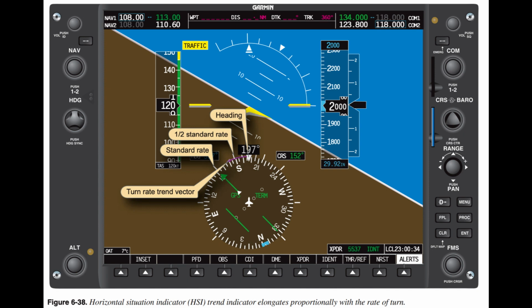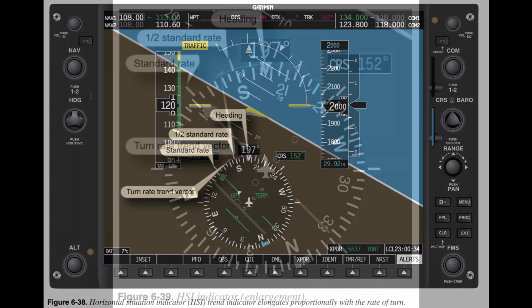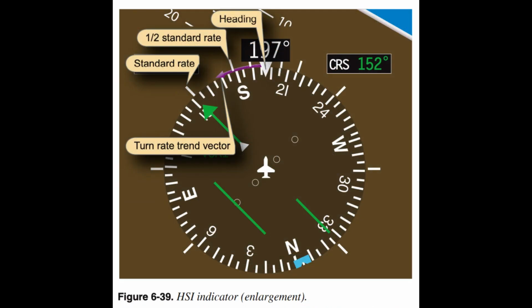While examining the top of the heading indicator, notice 2 white lines on the exterior of the compass rose. Figure 6.38. These 2 tick marks located on both sides of the top of the heading indicator show half standard rate turns as well as standard rate turns. In Figure 6.39, when the aircraft begins its turn to the left, the magenta trend indicator elongates proportionally with the rate of turn. To initiate a half standard rate turn, position the indicator on the first tick mark.